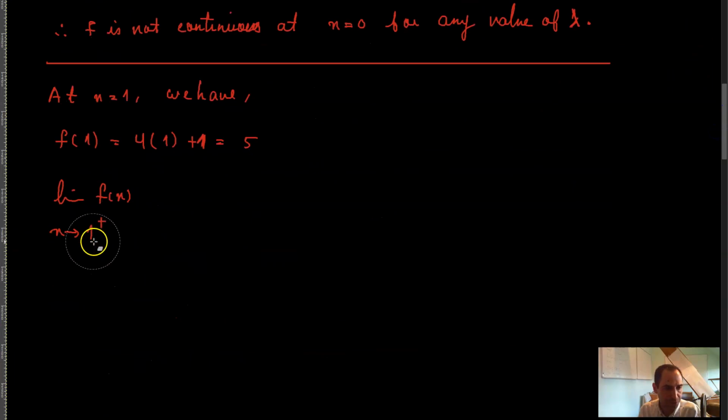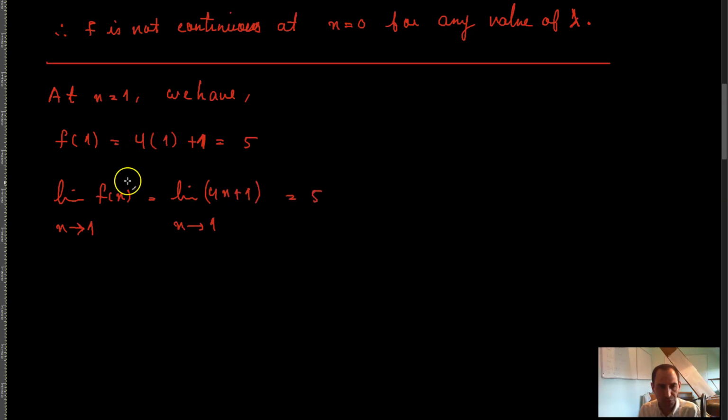So I can write basically the limit of f of x as x tends to 1, not from the right or left, but just simply tending to 1, is equal to the limit of 4x plus 1 as x tends to 1, and that is equal to 4 times 1, which is 4, plus 1, which is equal to 5.